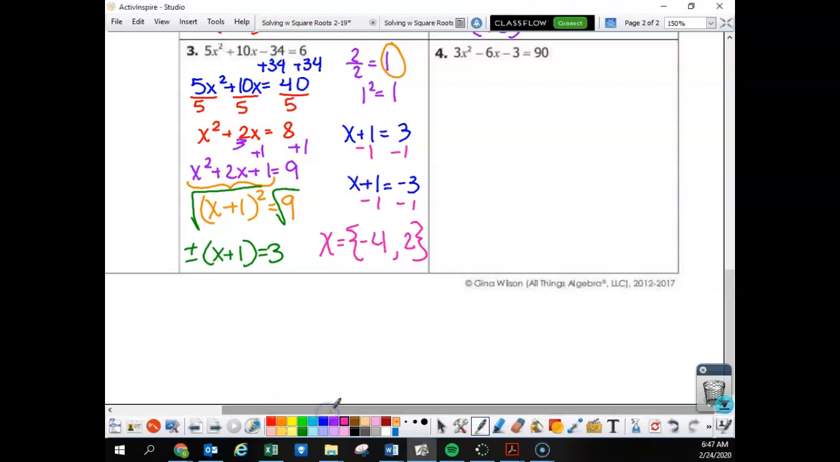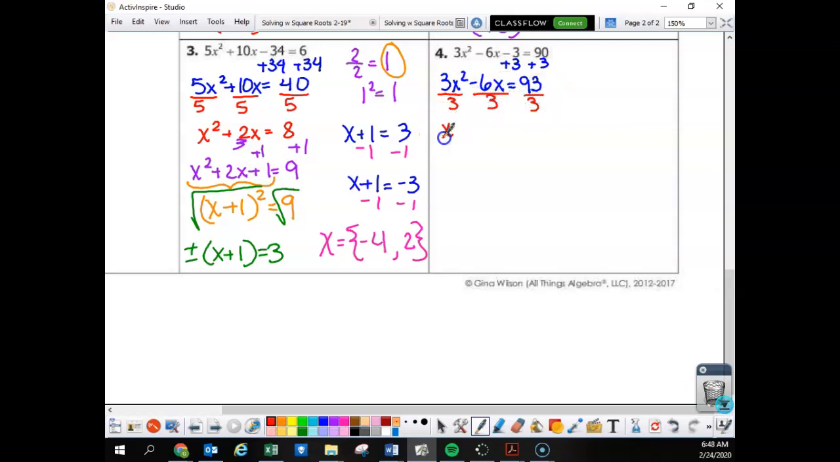So number 4 is going to have an irrational solution, and that's where you're going to have to work on the radical. You're going to have to simplify the radical. But everything else is still the same. So you add 3 to both sides. So this is going to be 3x squared minus 6x equals 93. Then you're going to divide everything by 3.